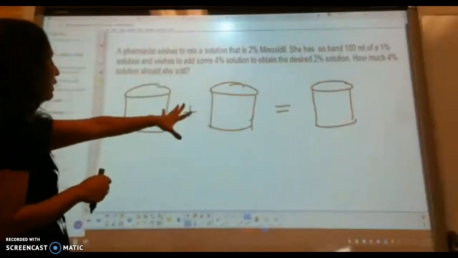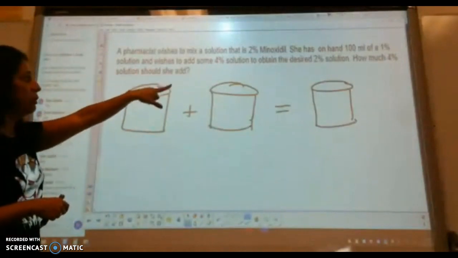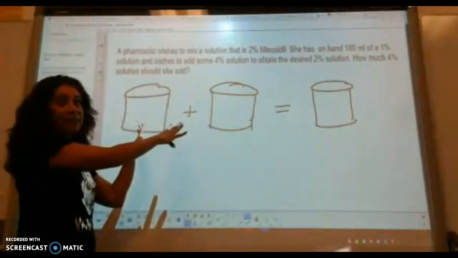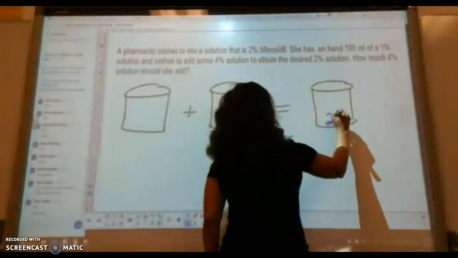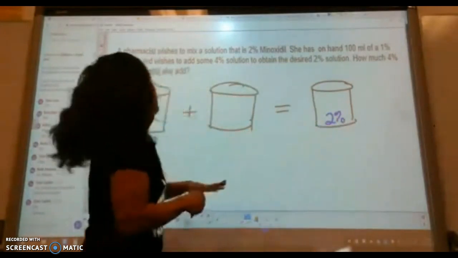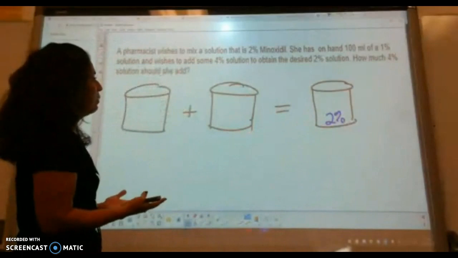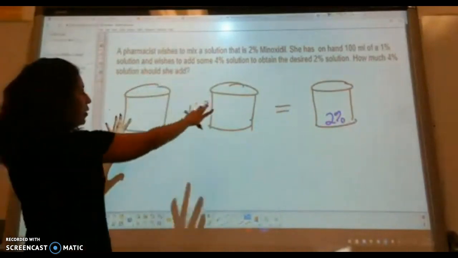If I were going to label these buckets, it says she wishes to mix a solution that's 2%. So she doesn't have that on hand. That's what she wants. So this is my 2% bucket, because I know that's where I want to be. Okay? So what does she have on hand? Well, she has on hand a 1% and a 4%.